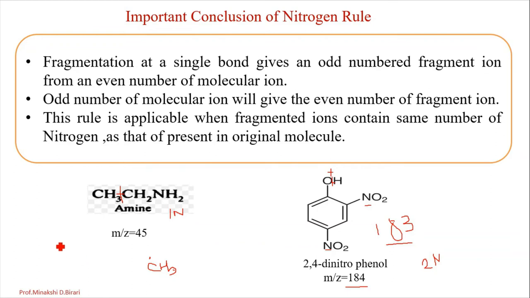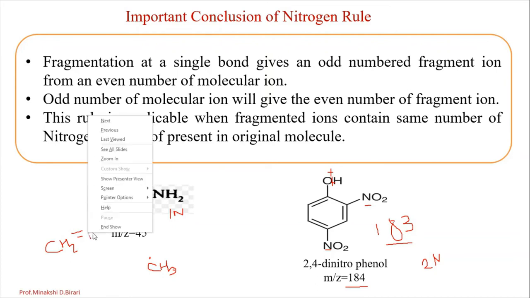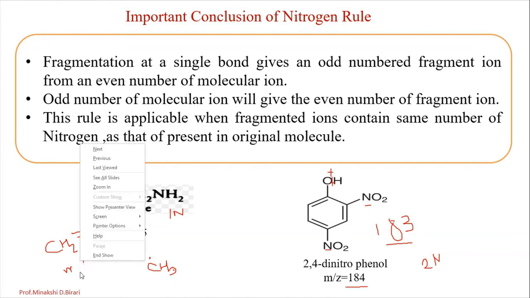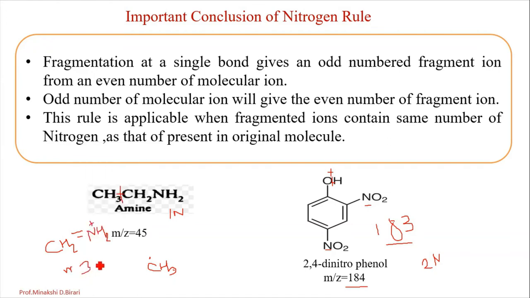Formation of CH2=NH2 plus. And if we calculate the mass of this cation, the m/z value is 30.